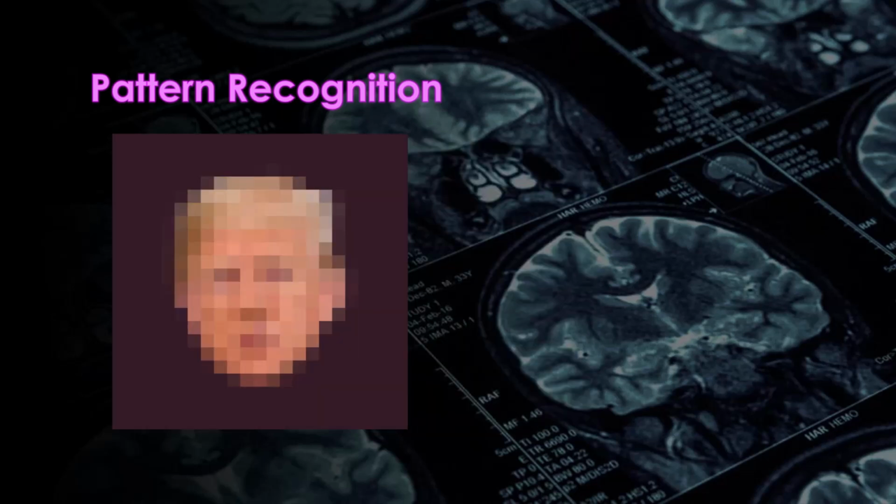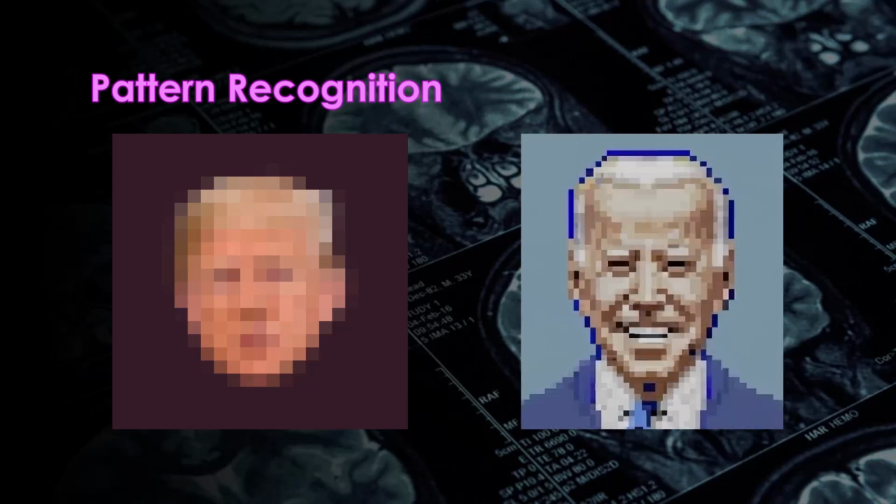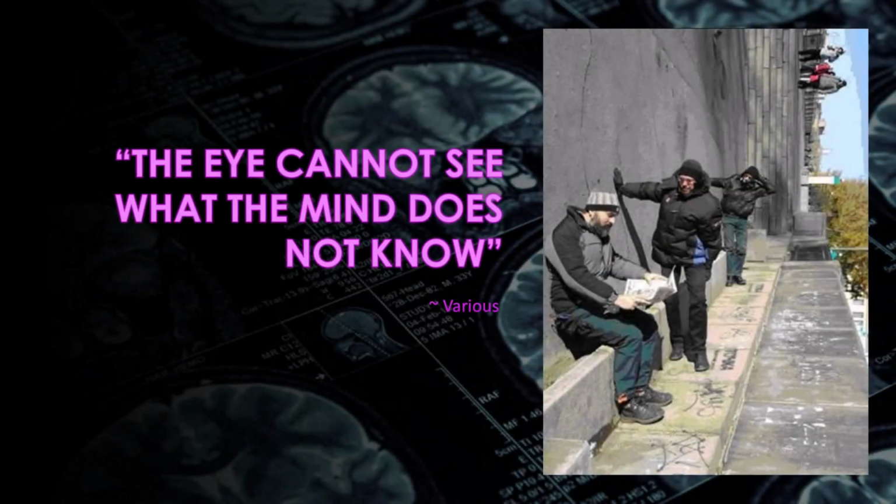For example, you may be able to recognize who this is. And it's pretty pixelated, so maybe it's a little difficult, but I figure most people can probably tell who that's supposed to be, and especially it'll help you if I put his best friend here right next to him. A little bit more detail. We probably all appreciate now that that's Joe Biden, and that was Donald Trump. And so I like this quote: "The eye cannot see what the mind does not know."